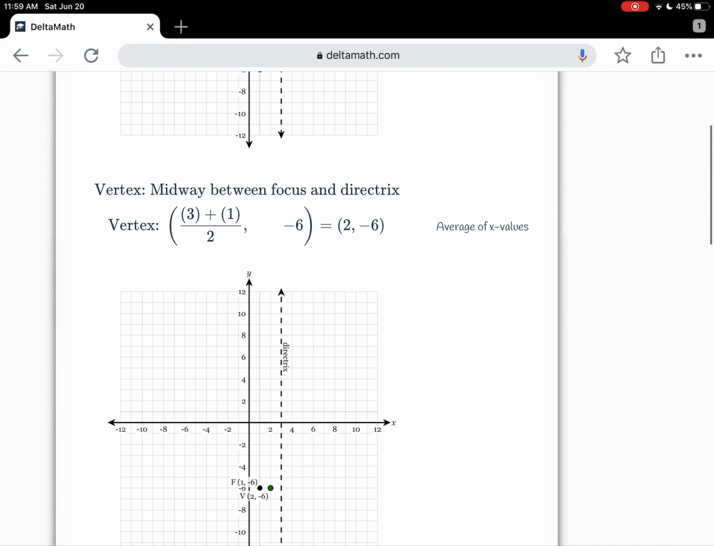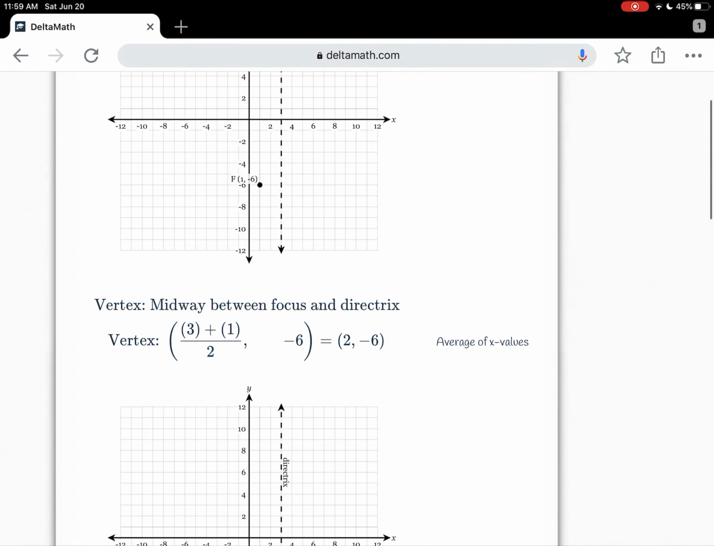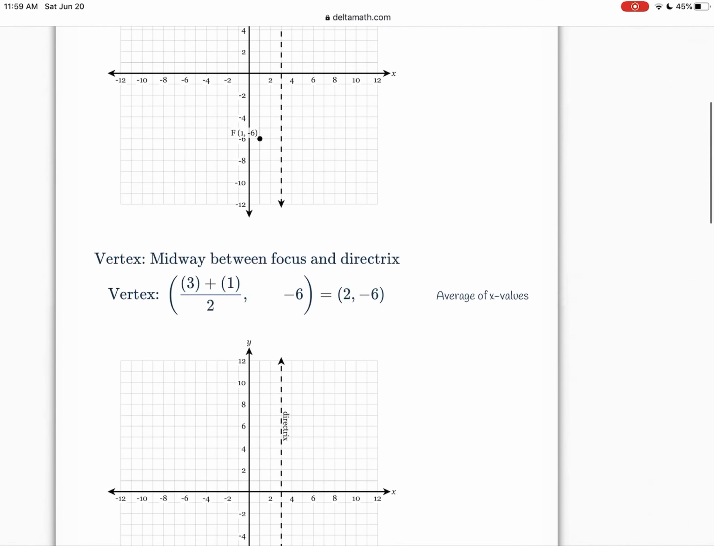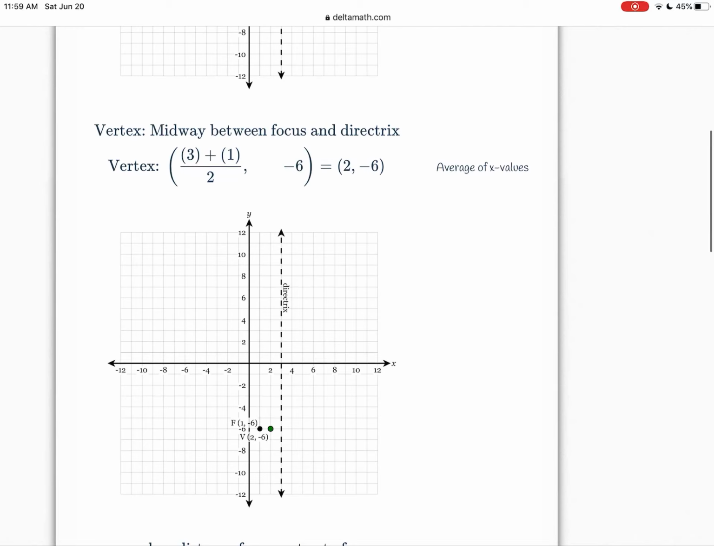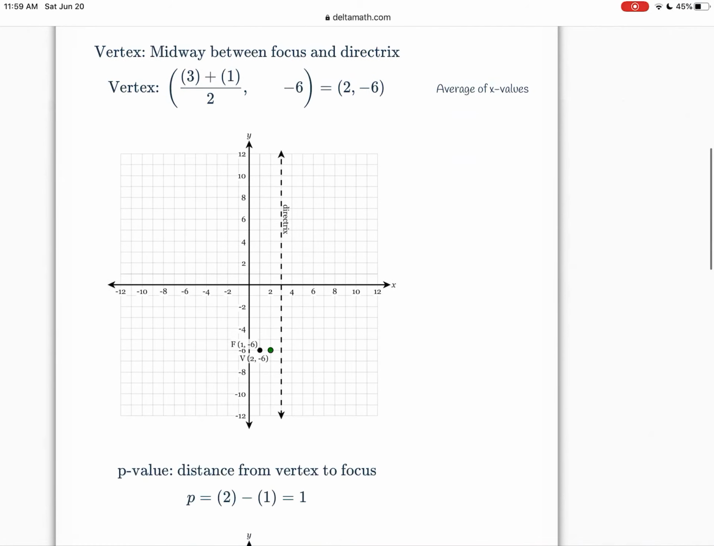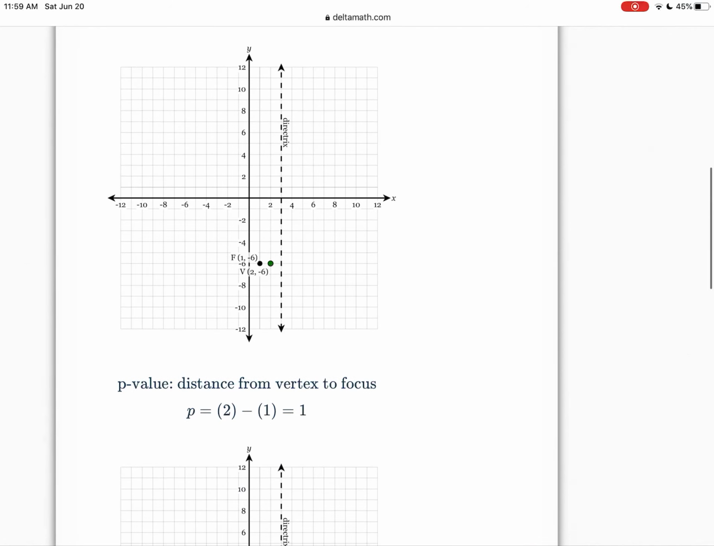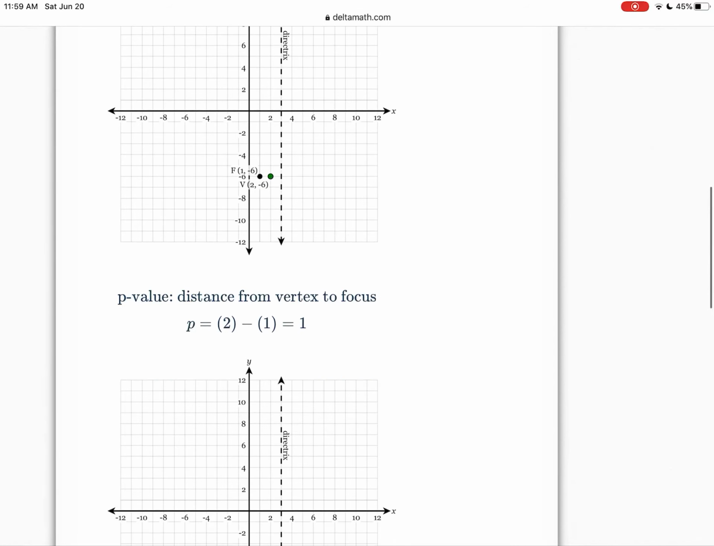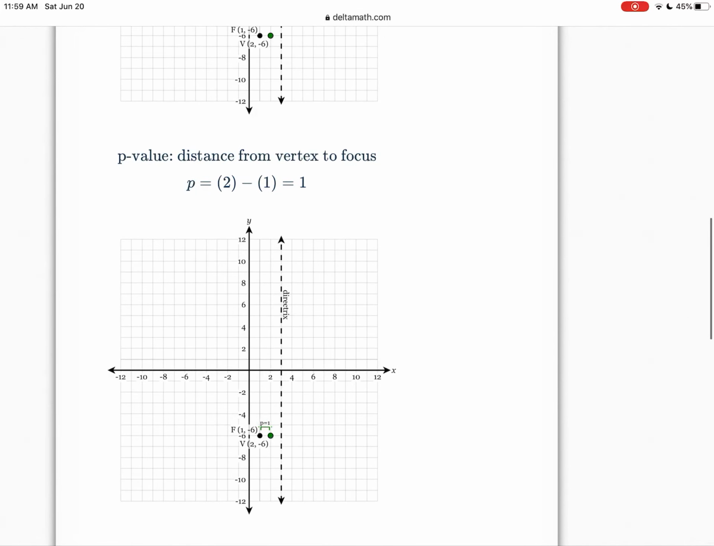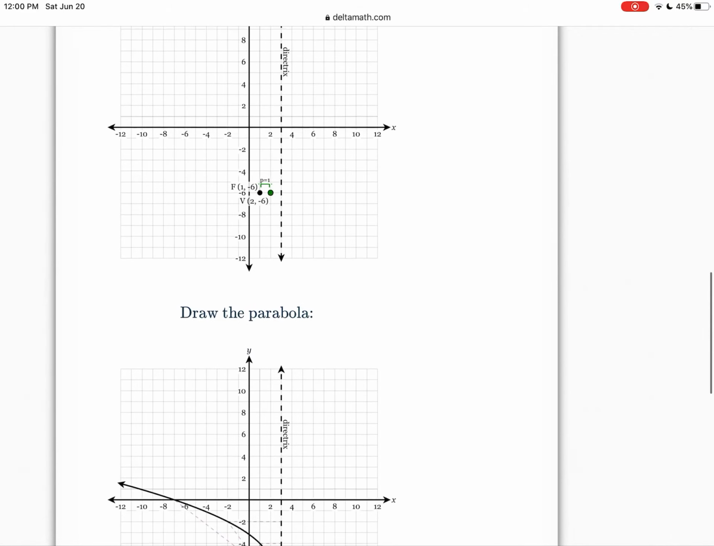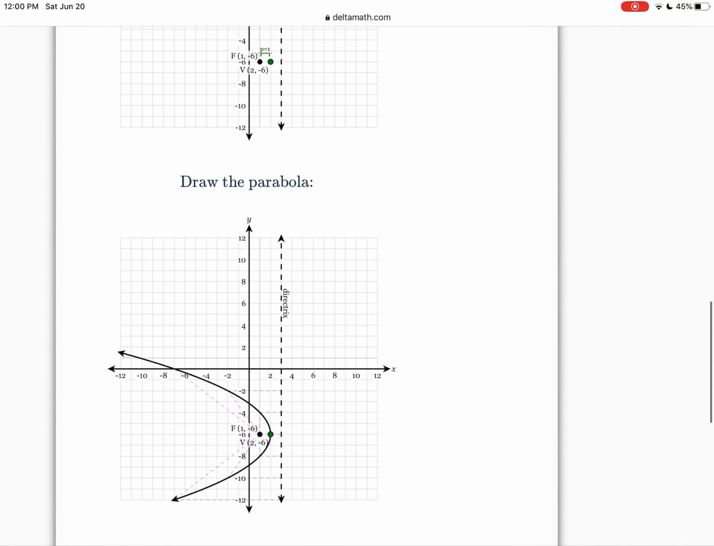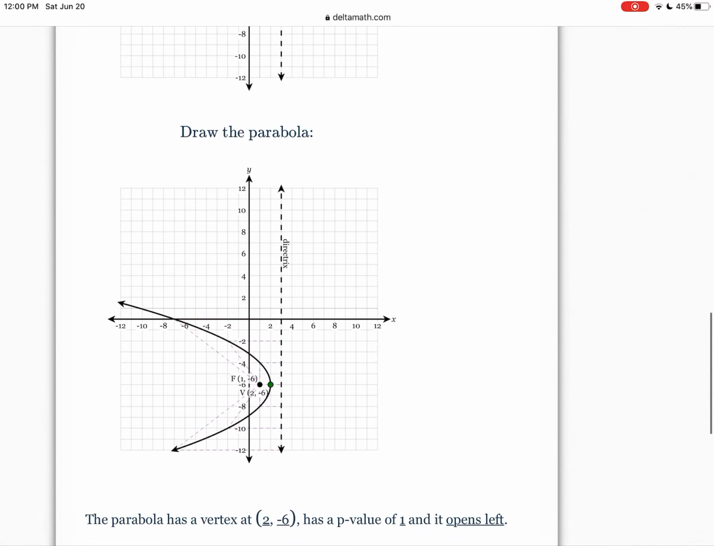Now, in the solution, they're giving you a method for doing this that's a little different from the method that I just gave you. Basically, they're telling you to find the vertex, which is the point 2, negative 6, as we started out saying. It's that point marked in green there. Then they're telling you to find the p-value, and you'll see what that is when you watch the videos. And once you know those, you can easily draw the parabola.